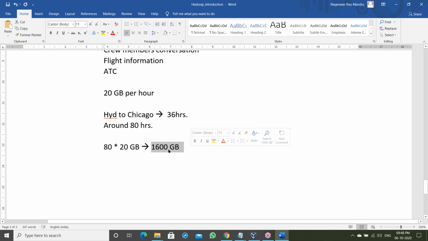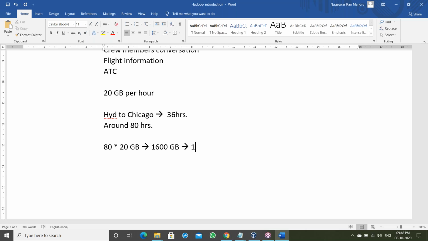1600 GB is nothing but 1.6 TB, right? Here 1 terabyte equals 1024, or roughly 1000 gigabytes, so dividing by 1000 gives 1.6 TB per travel. Next, in a month, maybe 10 travels.